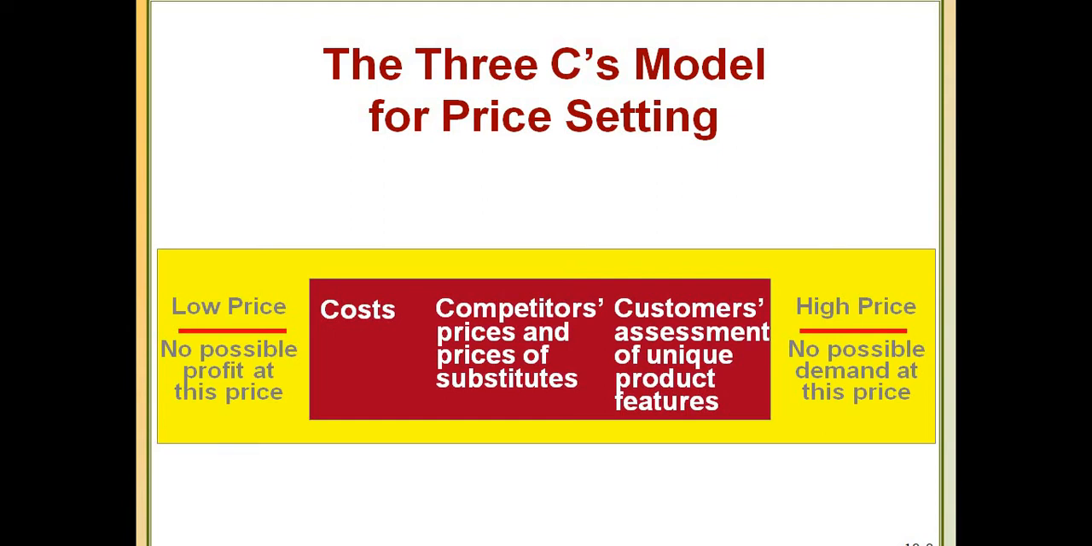Floor means it is a limit beyond which you cannot go downwards, and ceiling means it's a limit beyond which you cannot go upwards. So you cannot charge more than that price, and you cannot charge below that price. So companies often have to work back and forth between this floor and ceiling.